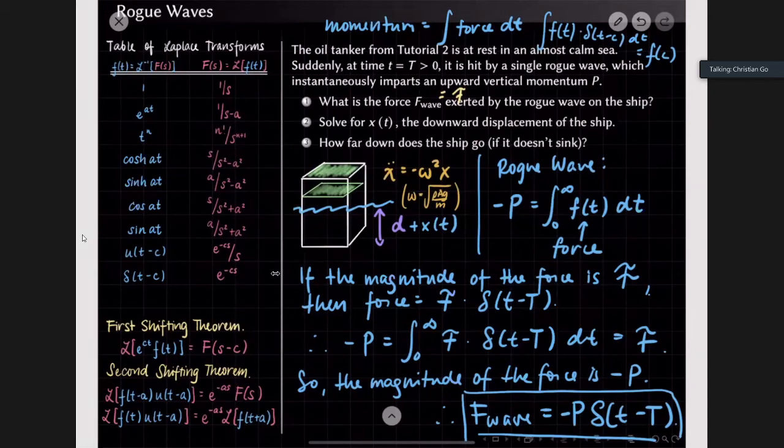So the way to model an instantaneous phenomenon is by multiplying by the Dirac delta. What this means is that this function only gets activated at time big T and then turned off right after it's activated. So it's like a burst of a function at time big T. Okay.